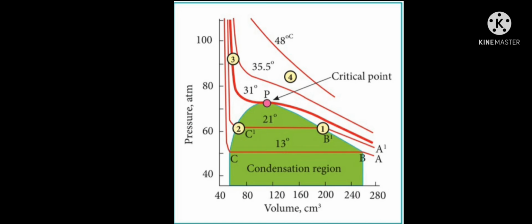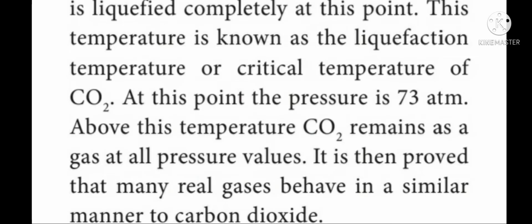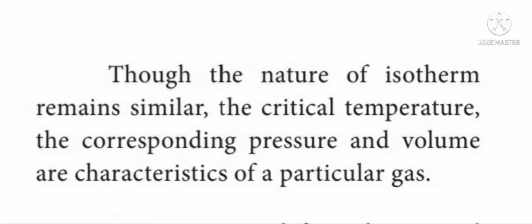At this temperature, all gases get liquefied. At this point, the pressure is 73 atmospheres. Above this temperature, carbon dioxide remains as a gas at all pressure values. It is then proved that many real gases behave in a similar manner to carbon dioxide, though the nature of the isotherm remains similar. The critical temperature, the corresponding pressure and the volume are the characteristics of a particular gas.